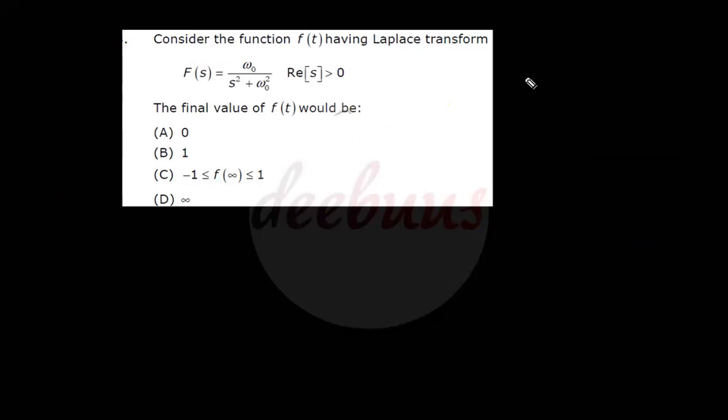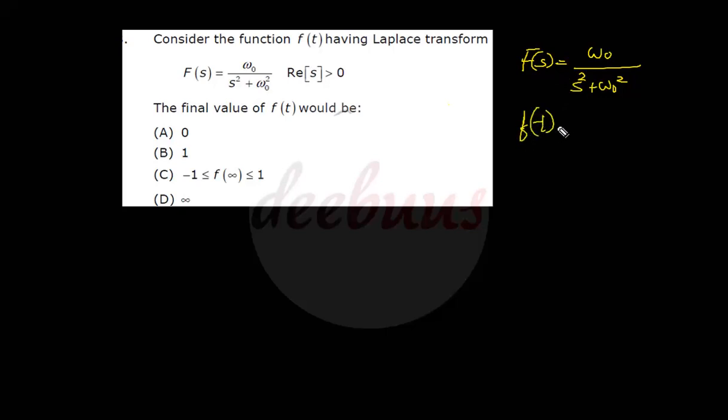Now moving to one more question. Consider the function f of t having Laplace transform F of s equal to omega naught divided by s square plus omega naught square, with the real part of s greater than 0. The final value of f of t would be, right? So here F of s is given as omega naught divided by s square plus omega naught square, and we have to evaluate the final value of f of t.